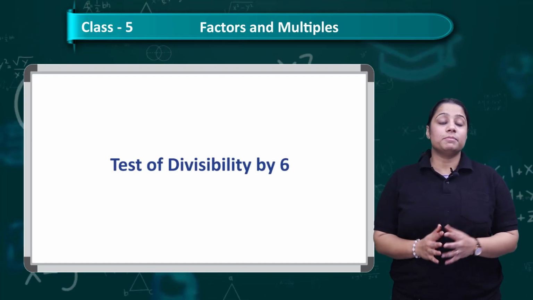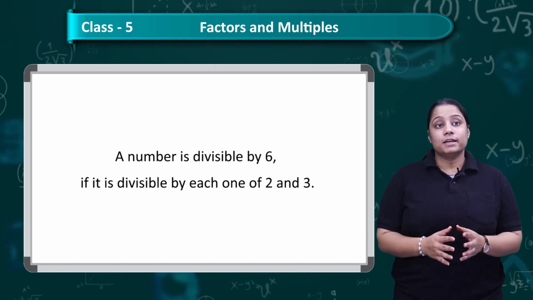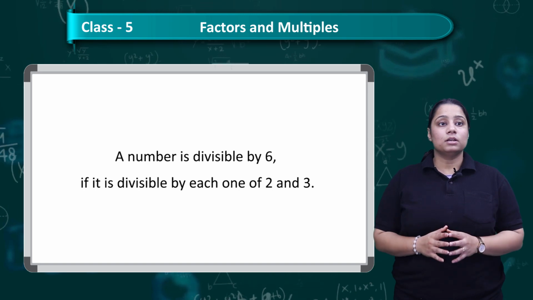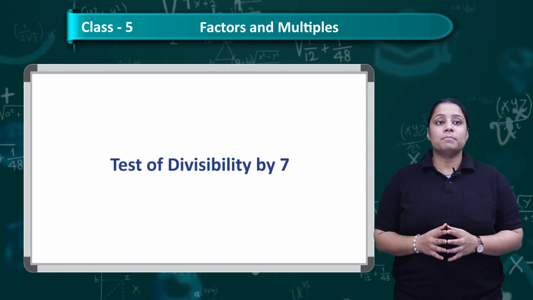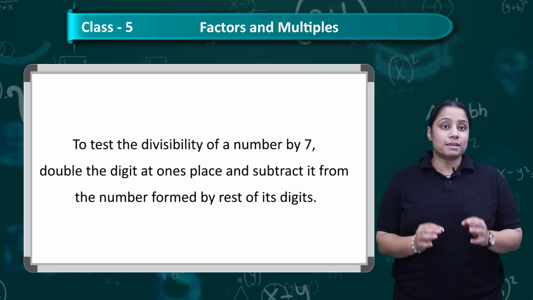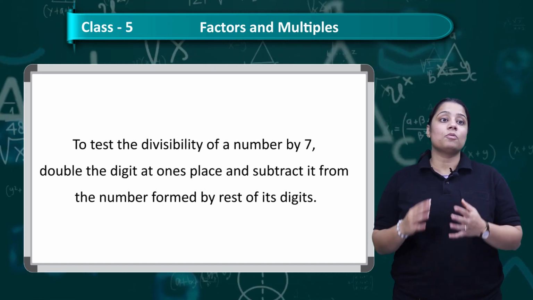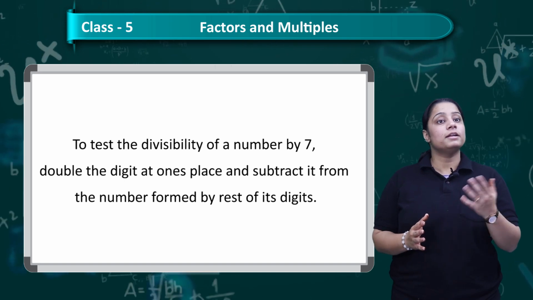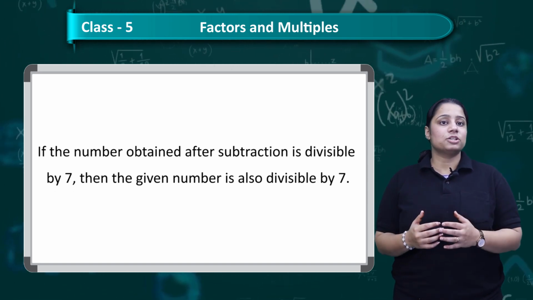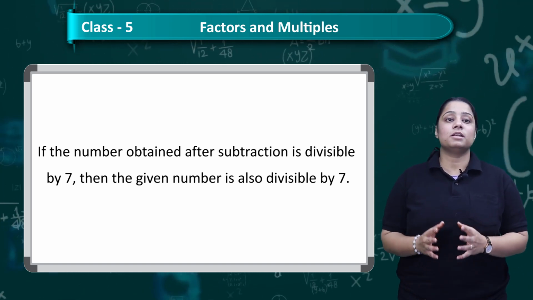Test of divisibility by 6. A number is divisible by 6 if it is divisible by each one of 2 and 3. Test of divisibility by 7. To test the divisibility of a number by 7, double the digit at ones place and subtract it from the number formed by the rest of its digits. If the number obtained after subtraction is divisible by 7, then the given number is also divisible by 7.